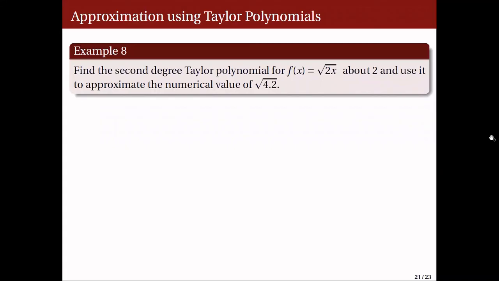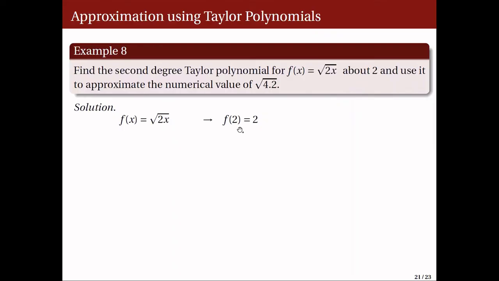We are now in the last example for this lecture video. Here we want to find the second degree Taylor polynomial for f of x equals square root of 2x about 2 and use this result to approximate the numerical value of square root of 4.2. For the solution, given that f of x equals square root of 2x, we evaluate this at x equals 2, since we want to expand the Taylor polynomial about the number 2.